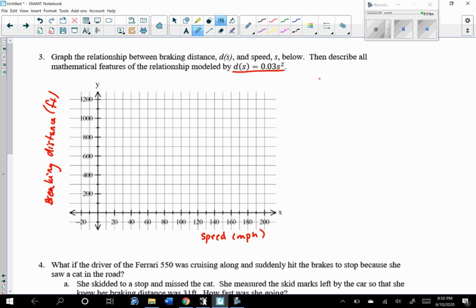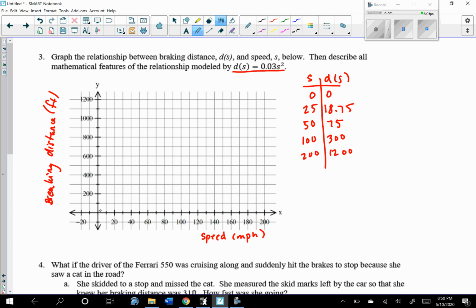So we can just make our table s and d of s. So 0 would be 0. If we did 25, we would get 18.75 because we did that on the other page. 50, when we plugged that in, we had said it was 75. We did 100 on the other page, and that was 300. And if I do 200 and plug it into my equation, I get 1,200.